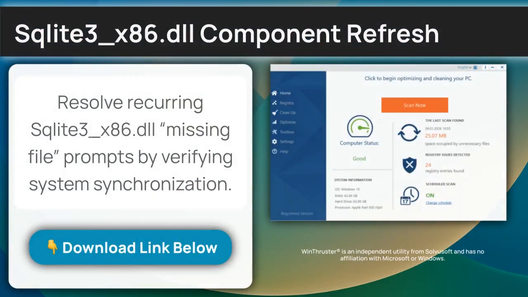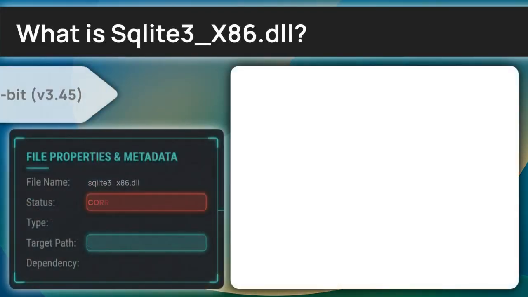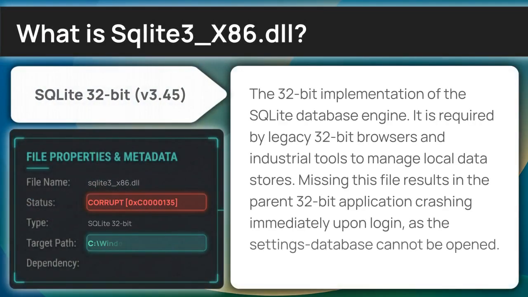This is the SQLite 386 Library, the 32-bit implementation of the SQLite database engine. It is required by legacy 32-bit browsers and industrial tools to manage local data stores. Missing this file results in the parent 32-bit application crashing immediately upon login, as the settings database cannot be opened. Now that the background is clear, let's walk through the actual installation steps.